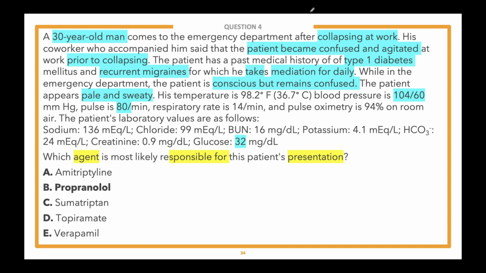Sumatriptan, these are indicated for the treatment of acute migraines, and can cause more cardiovascular issues. Again, not associated with blocking those signs of hypoglycemia.